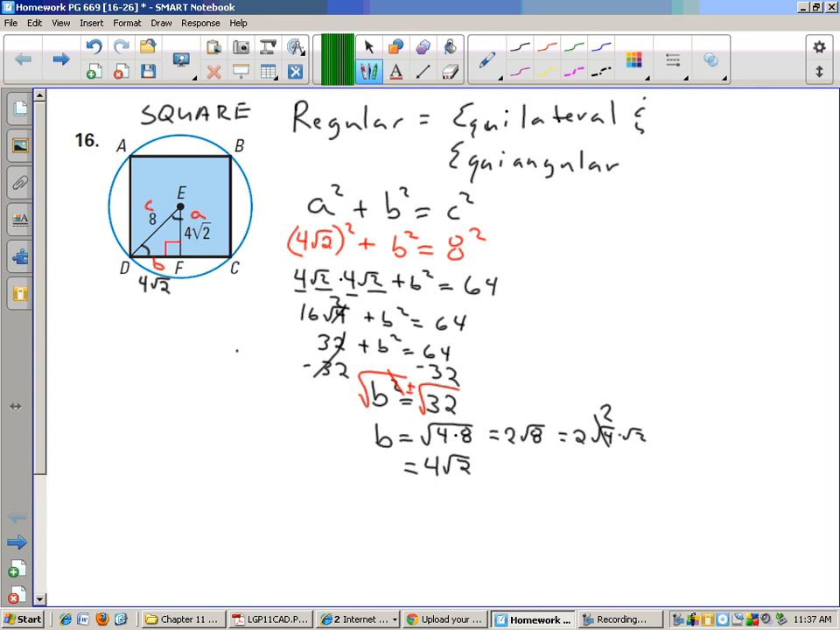Okay. If this is 4 root 2, can I extrapolate and figure out what FC is going to be? No. Well, this line EF is called, it's our new word we just came up with today. What's that called?